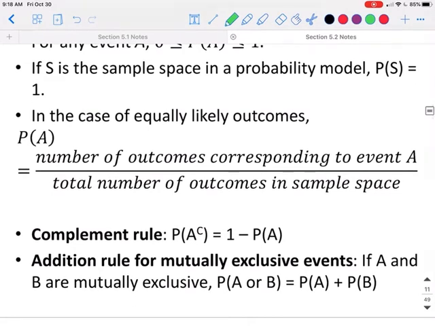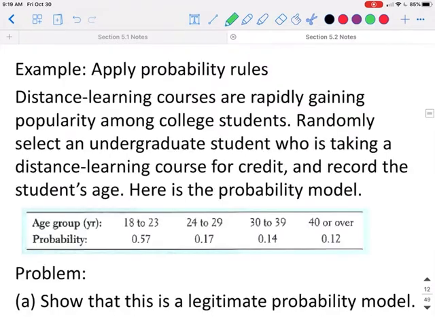To find the complement, we just do 1 minus the probability of the original event. And we can use the addition rule for mutually exclusive events, which means if A and B are mutually exclusive, which means they have nothing that happens in both events, then the probability of A or B is just the probability of A plus the probability of B.